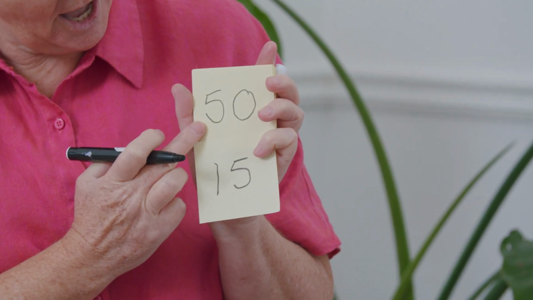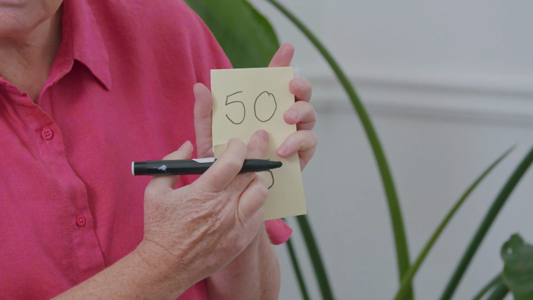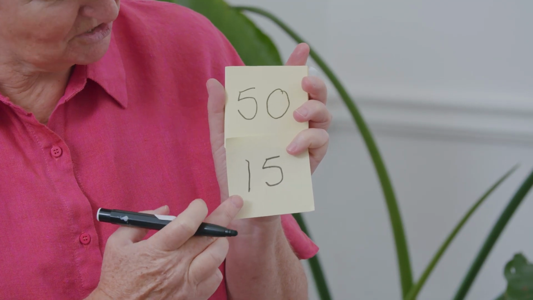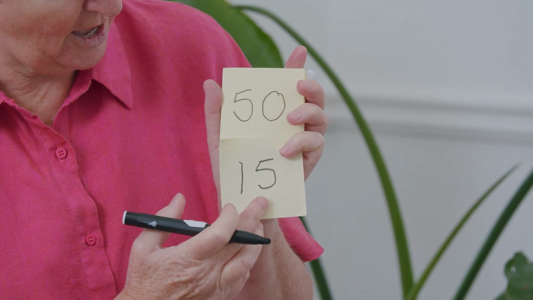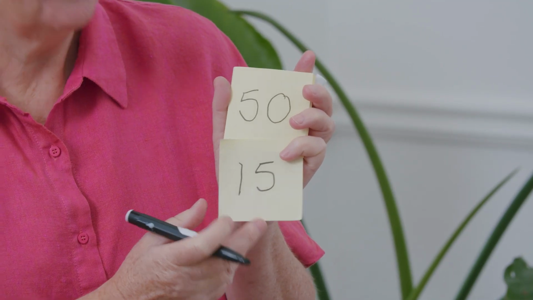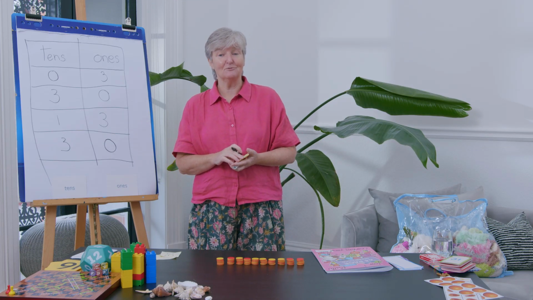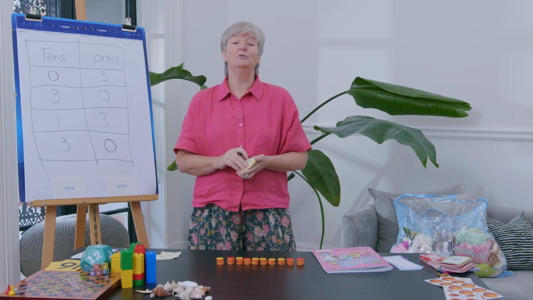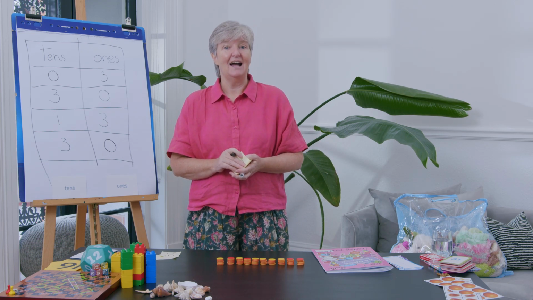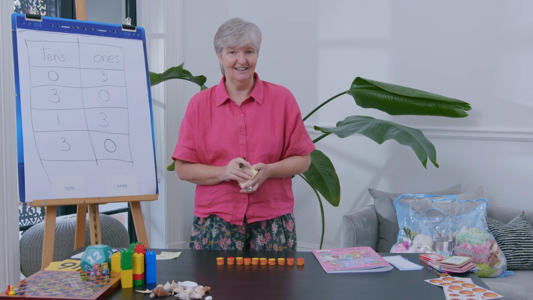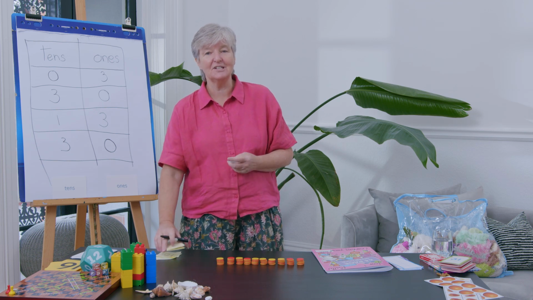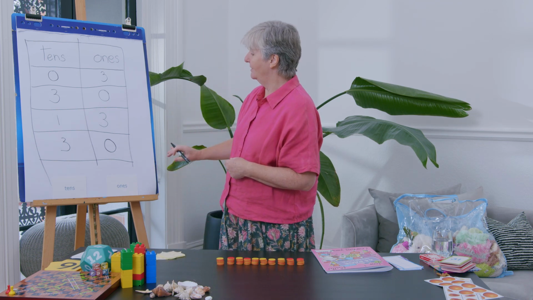We have 5 tens and no ones. The 0 holds the place for the ones. But when we look at 15, we've got 1 ten and 5 ones. 10 and 5 more makes 15. Those are tricky numbers. You have to really be careful of them. How about you try now doing 16 and then 60. Can you put them on your tens and ones chart? And I'll do the same up here.